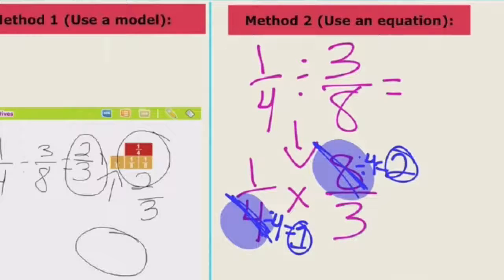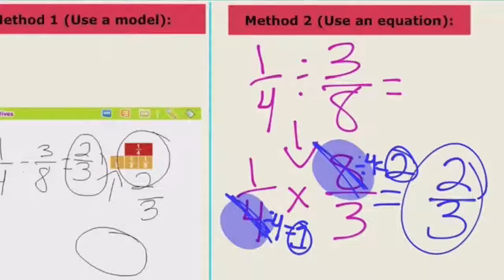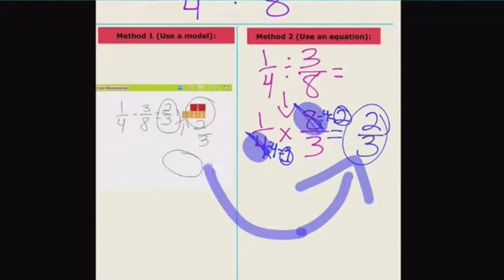I don't see anything else I can cancel, so I'm going to go ahead and multiply straight across. 1 times 2 is 2, and 1 times 3 is 3. So we get a quotient of 2/3, which, if you remember, is the same that we got with our other method, so we know we did it correctly.